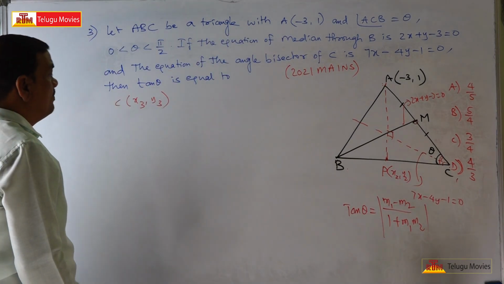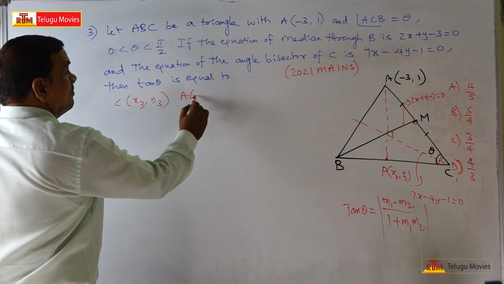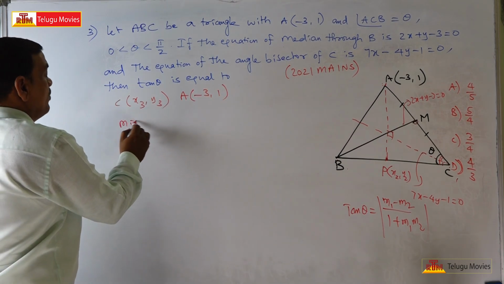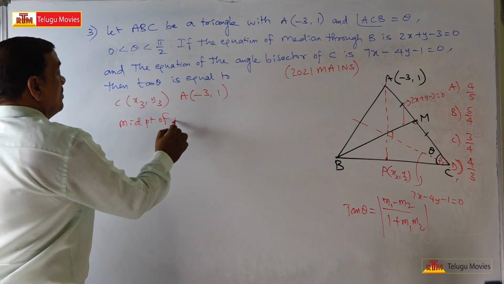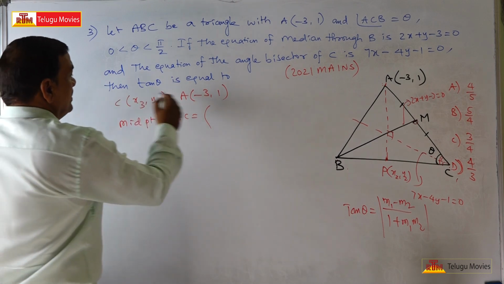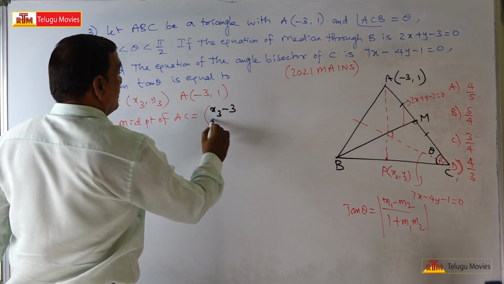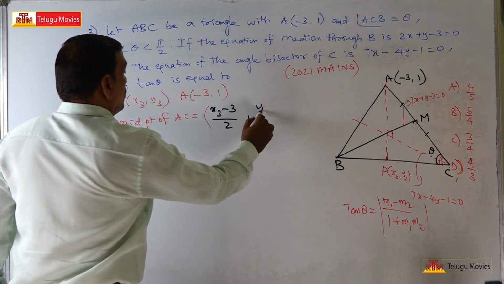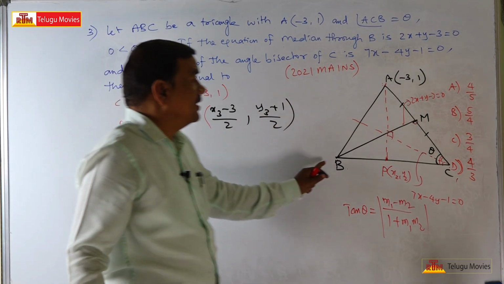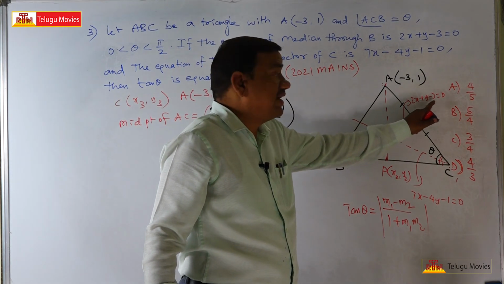Right. What is the midpoint of AC? A is minus 3 comma 1. What is the midpoint of AC? Midpoint of AC is equal to, how much x? So midpoint of AC is ((x3 minus 3)/2, (y3 plus 1)/2). This point lies on the line 2x plus y minus 3 is equal to 0.